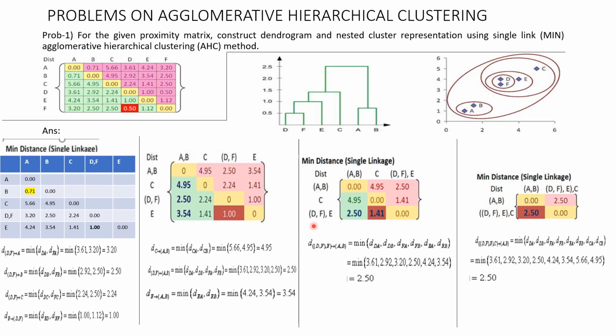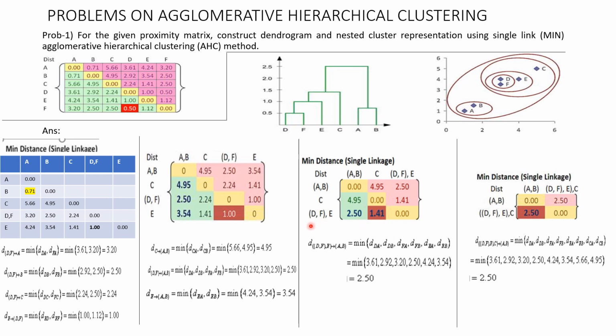It is the minimum of D to A or D to B or F to A or F to B or E to A or E to B. So you get those distances from this original matrix. D to A is 3.61, D to B is 2.92. Among this the minimum is 2.50. That will be the distance. Again among these numbers, please tell which is the minimum. Yes, 1.41 is the minimum.